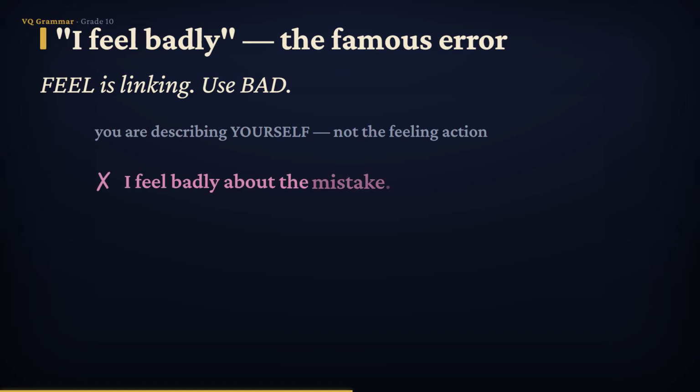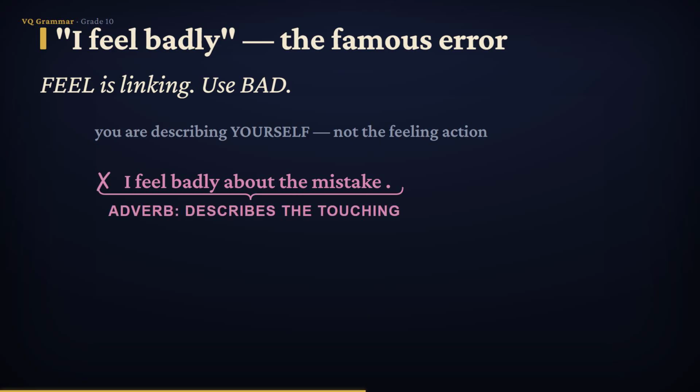People say, I feel badly about the mistake, and they usually say it because badly sounds more careful, more educated. But look at what it actually means. Badly is an adverb, so it has to modify the verb feel as an action. And feeling as an action means touching. So I feel badly literally says, my fingers are bad at touching things. My sense of touch is broken.